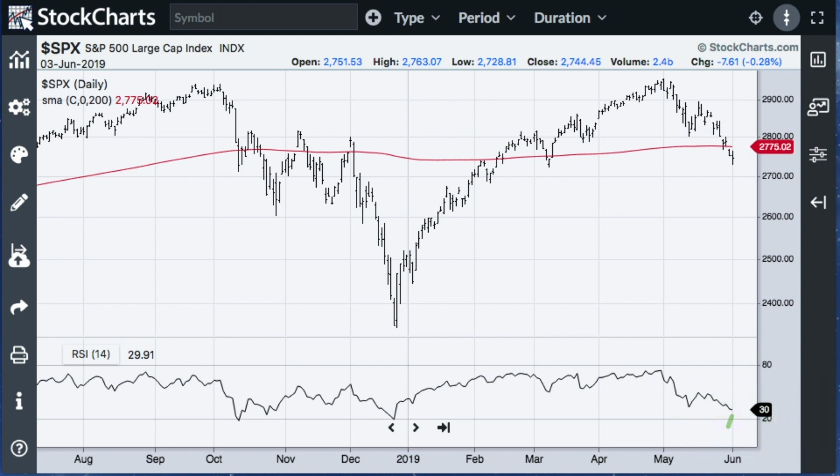It's at 29.91 over there on the left, you can see. And that's one of the lower readings for RSI. And so this could give way to an oversold bounce in the index here.